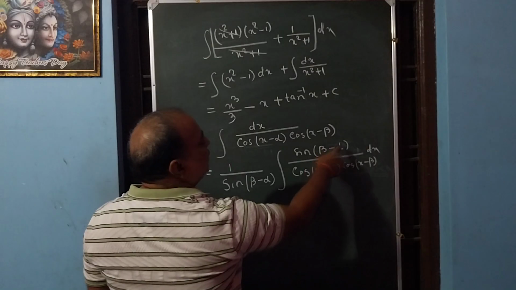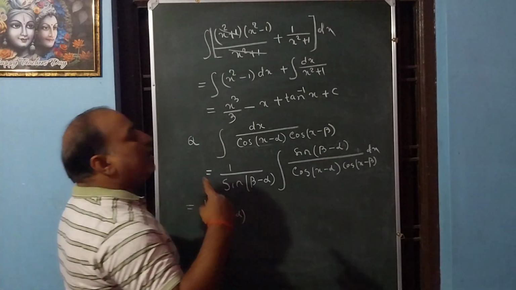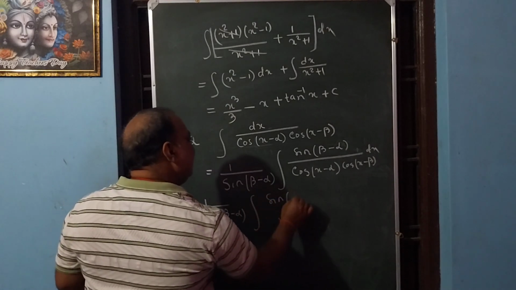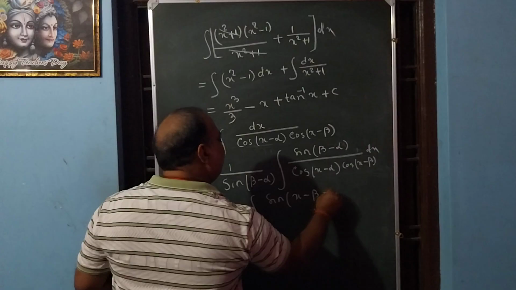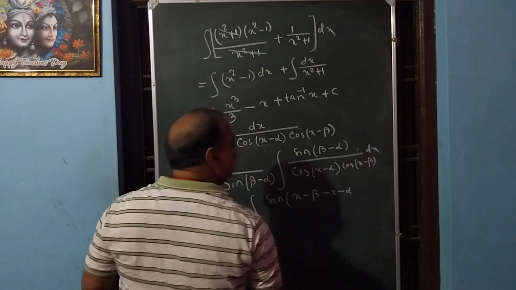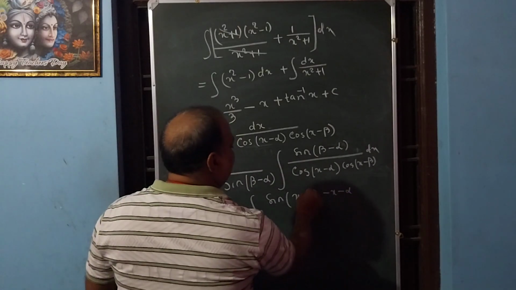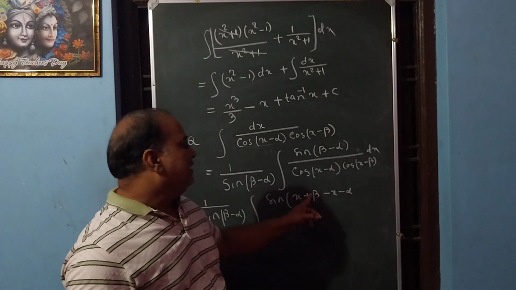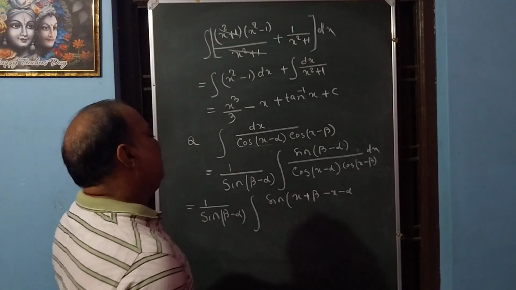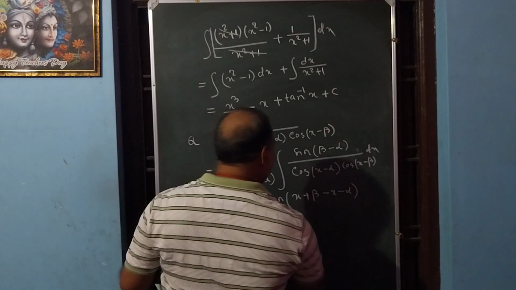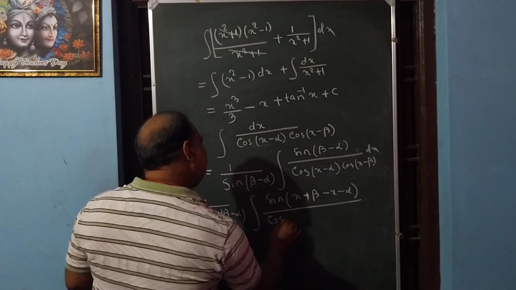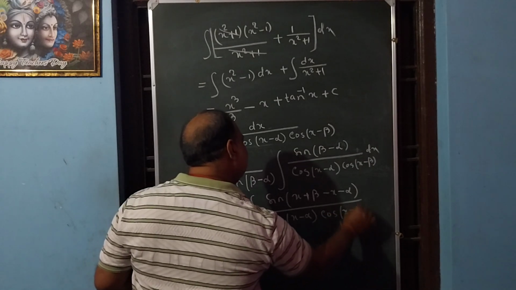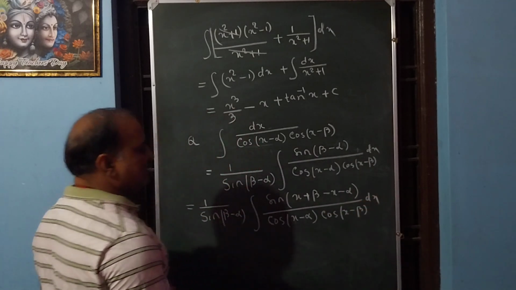So here in the numerator you have to add x and subtract also x. So we get sine of x minus beta minus x minus alpha plus beta. You have to add x and minus x, so that will be cancelled. The result becomes beta minus alpha. We added x and subtracted x. Divided by cos x minus alpha into cos x minus beta, whole into dx.